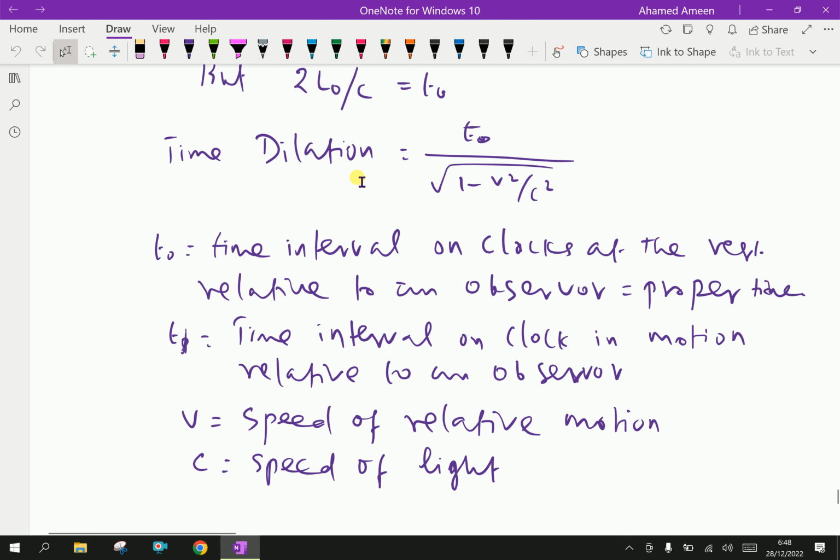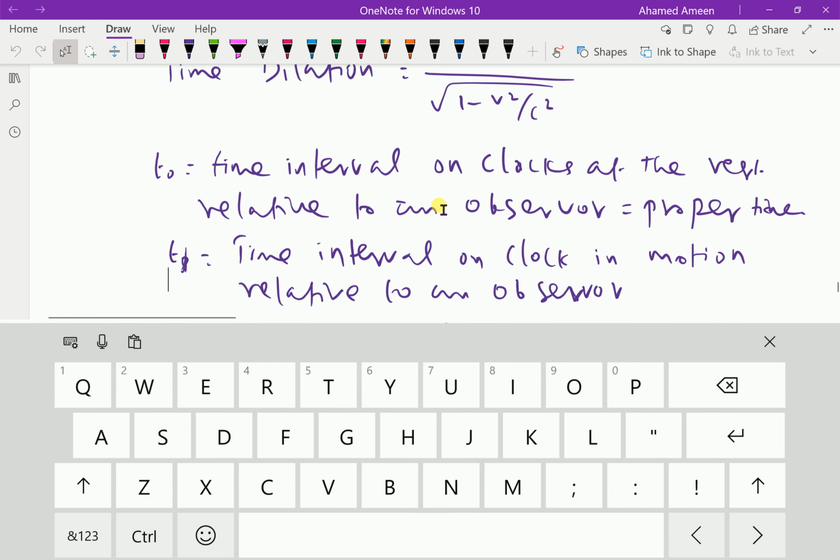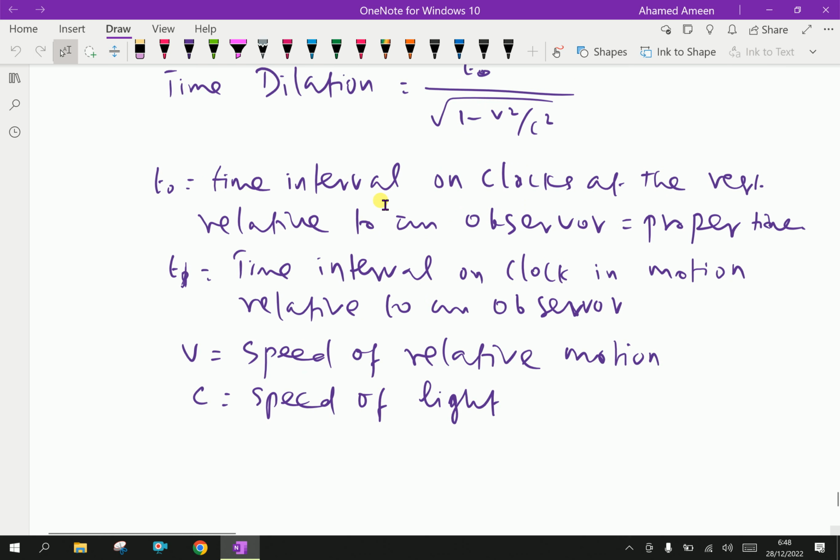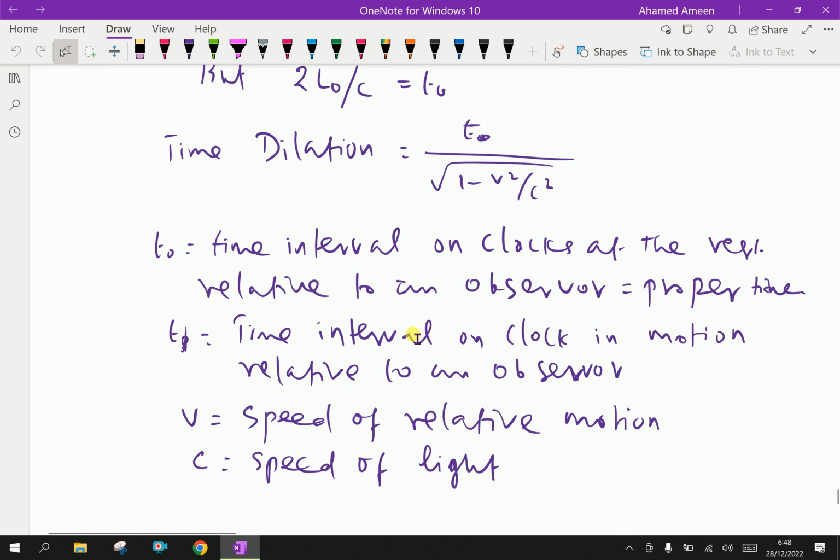Like that, length contraction also we can find by using this relation, and further details we will discuss in future videos.